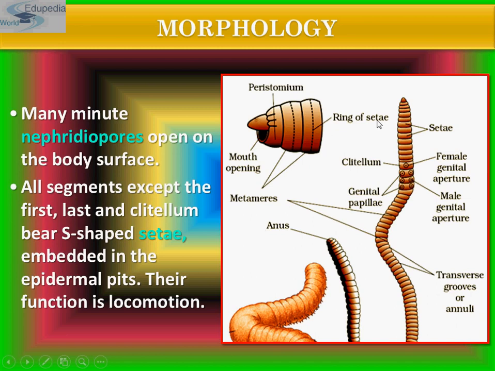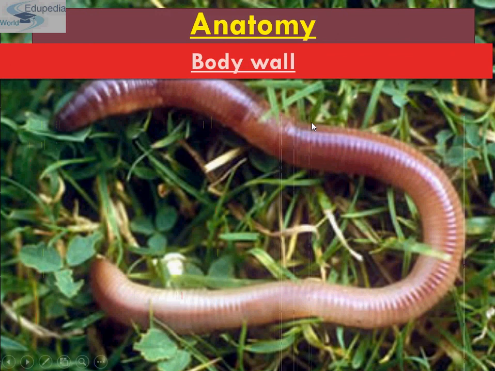Now, many minute nephridiopores open on the body surface. Which are those nephridiopores? All the segments except the first, last, and the clitellum bear S-shaped setae. These are your setae, the ring of setae, which are embedded in the epidermal pits. Their function is that they help the earthworm in locomotion, or movement.